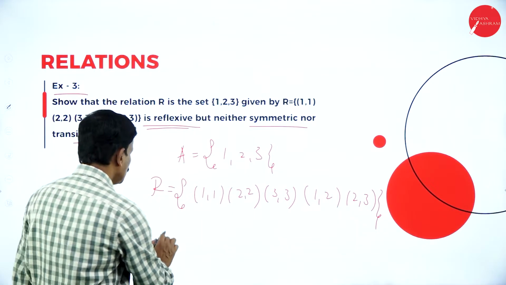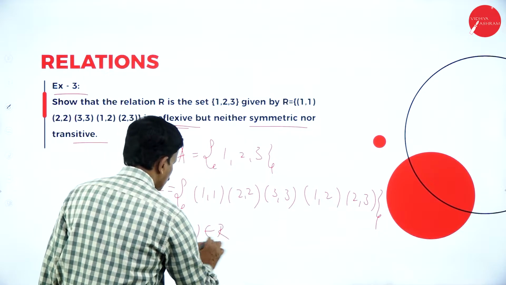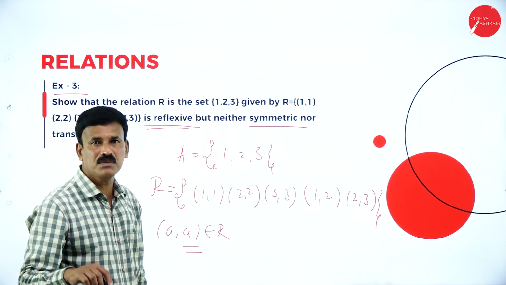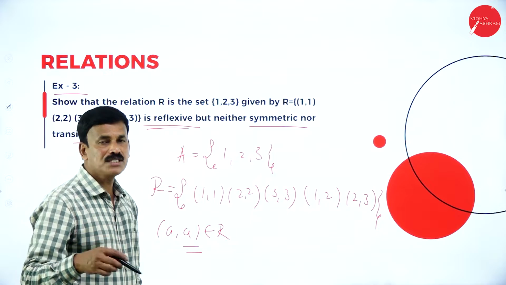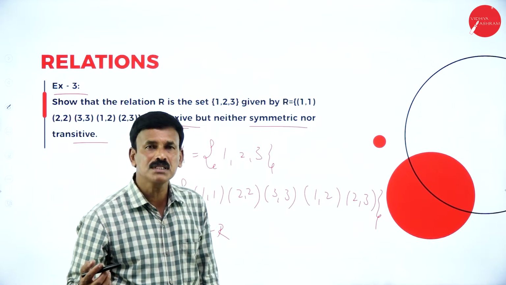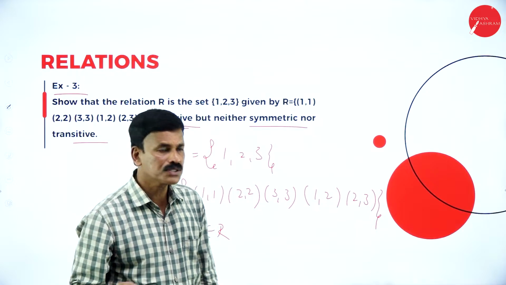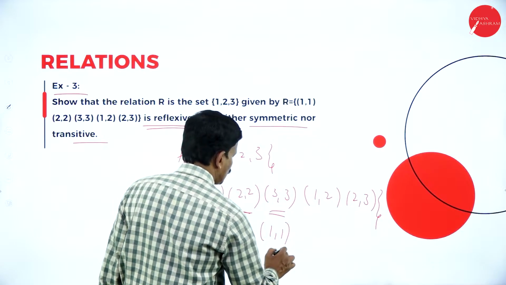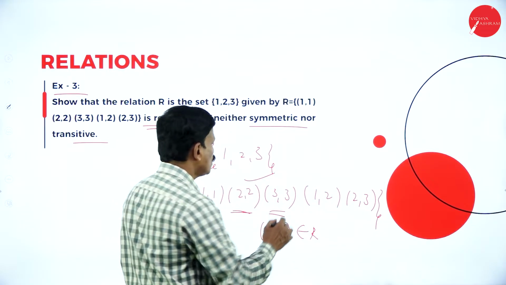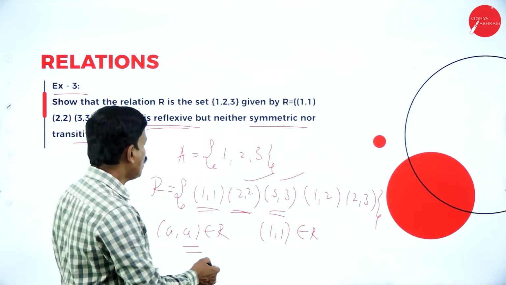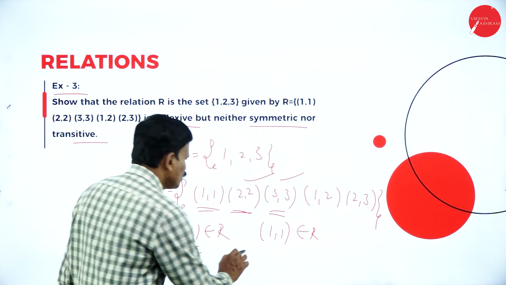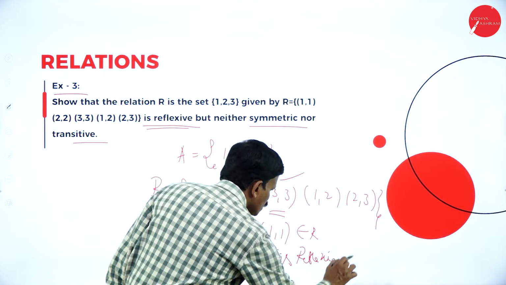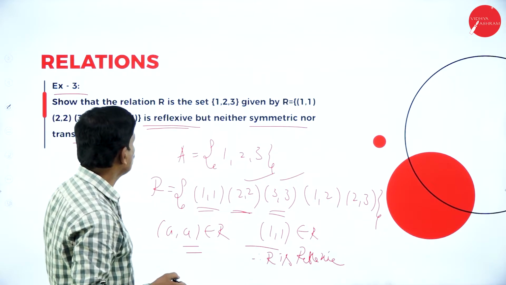What is a reflexive relation? Reflexive is (A, A) belongs to R. Symmetric is (A, B) belongs to R implies (B, A) belongs to R. Transitive is (A, B) belongs to R and (B, C) belongs to R implies (A, C) also belongs to R. So clearly you can say (1,1) belongs to R, (2,2) belongs to R, (3,3) belongs to R. Therefore, R is reflexive, right? Here R is reflexive.